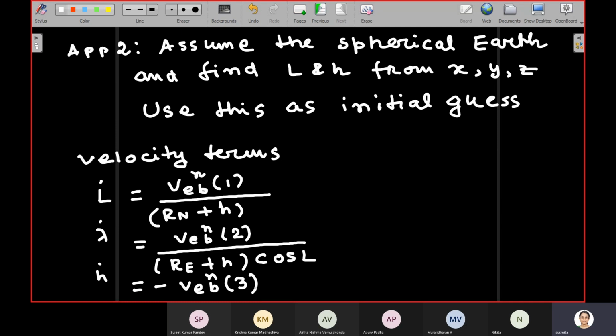Now who will tell me what is this V^{EB}_N? V is velocity. Now what are these E, B and N? Who can tell me what it represents? We discussed some conventions that we are going to follow in this class. As per that convention, what does it indicate? If V is velocity, it means it is a vector quantity, right? So what is V^{EB}_N?